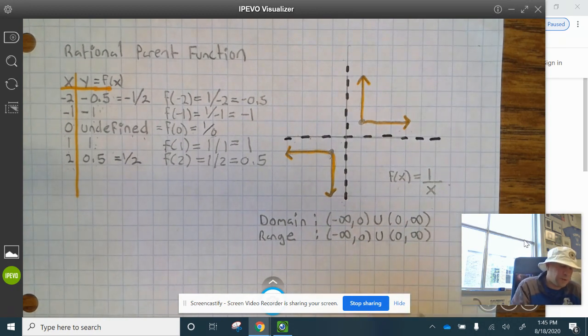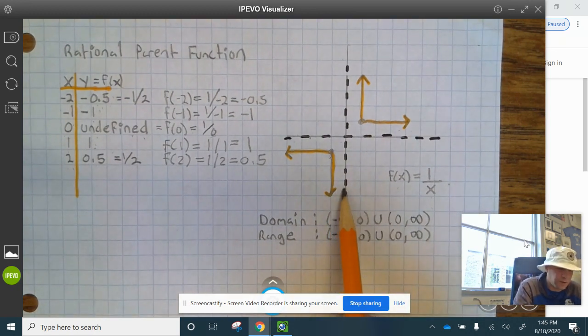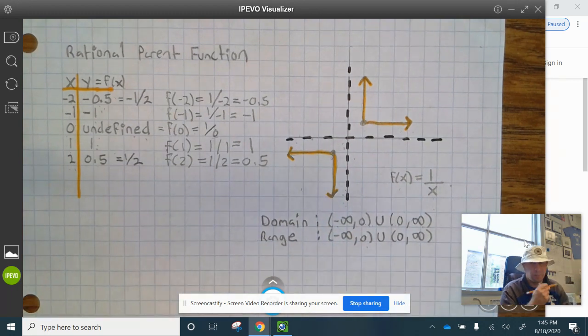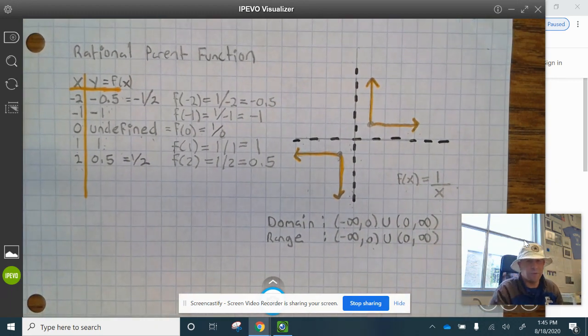Now the domain is from -infinity to 0, not including 0 because it's undefined at 0, or from 0, not including 0, to infinity. Same thing in range: from -infinity to 0, not including 0, or from 0 to infinity, not including 0. So if you would, go ahead and finish that up.